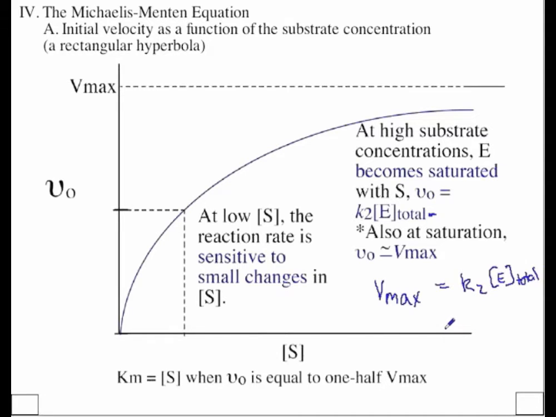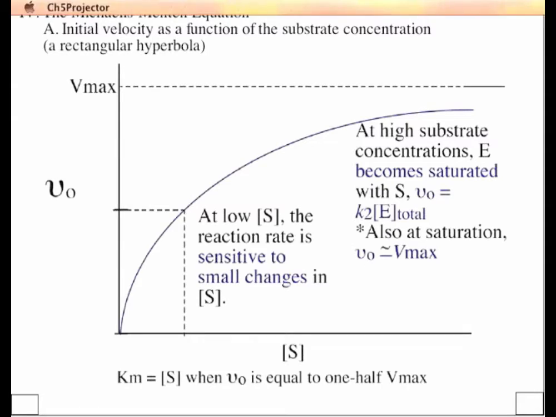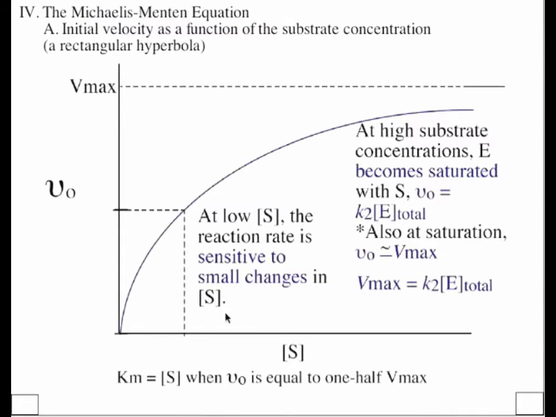Awesome. One more thing before I leave this behind then is the fact that we have a sort of special substrate concentration, and we have a name for it, that occurs at half maximal velocity.